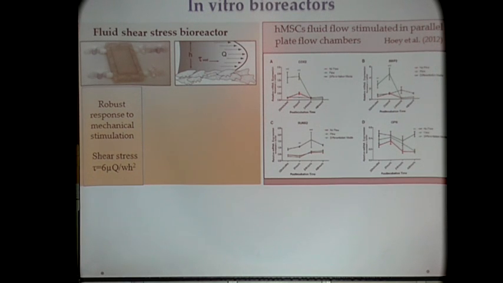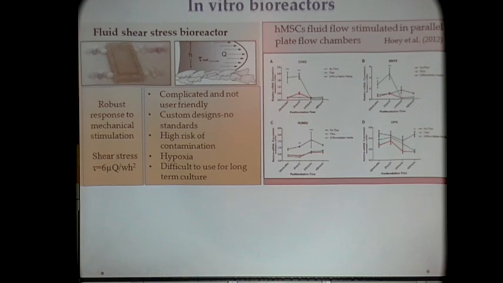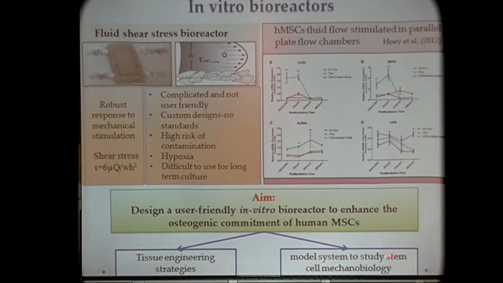It is actually quite difficult to use and expensive. It poses high risk for contamination, and it is not available commercially. Therefore, my aim is to develop a simple, user-friendly in vitro bioreactor system to enhance osteogenic potential of human mesenchymal stem cells using fluid flow for tissue engineering strategies, and as a model system to study how cells react to fluid-induced shear forces.